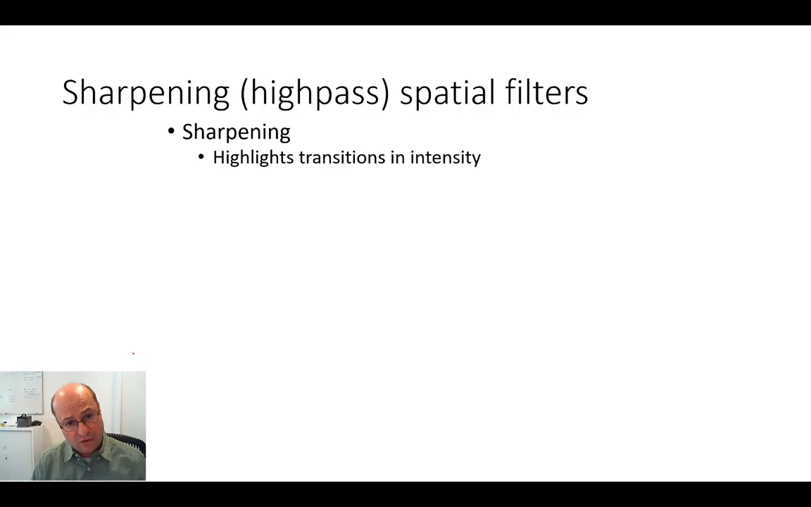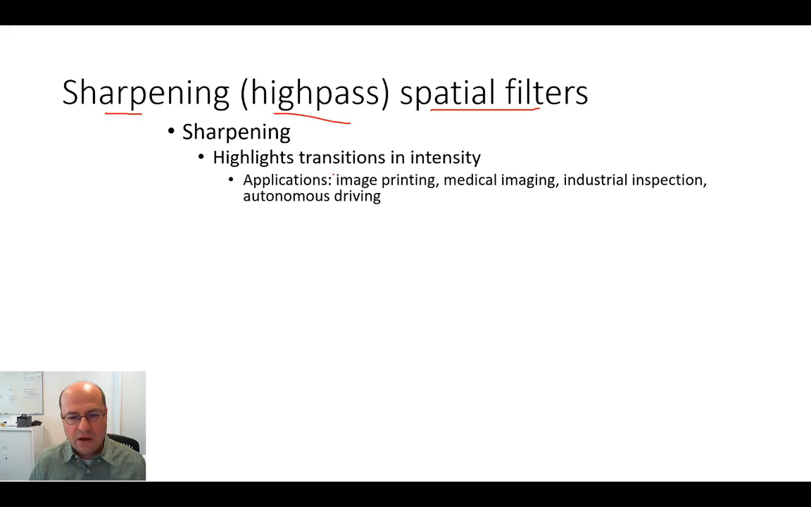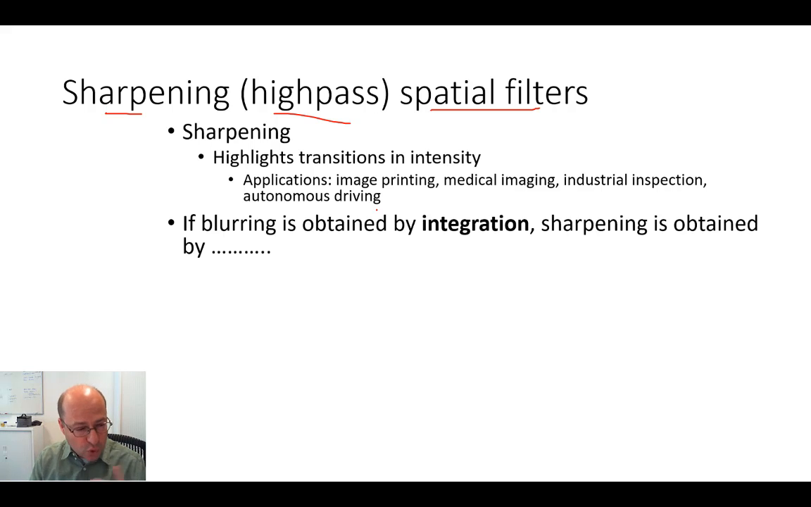So sharpening or high pass filters, you hear both terms, either sharpening an image or doing a high pass filter in the spatial domain. Sharpening is used to highlight transitions in intensity. Applications you can imagine: image printing, medical imaging, if you want to highlight a particular lesion, industrial inspection to find defects, autonomous driving if you want to find the lane markings or the road signs. You use sharpening as one step of that.